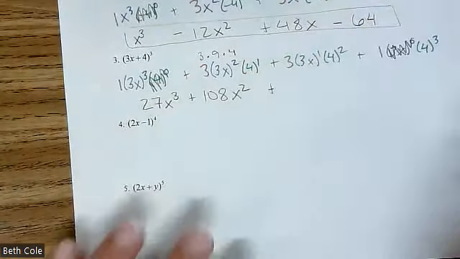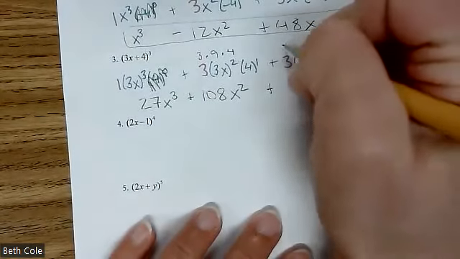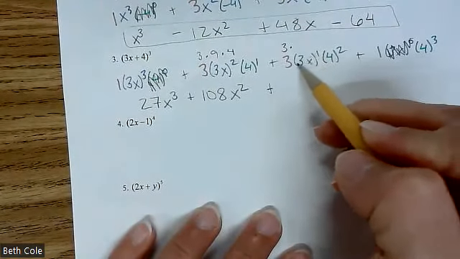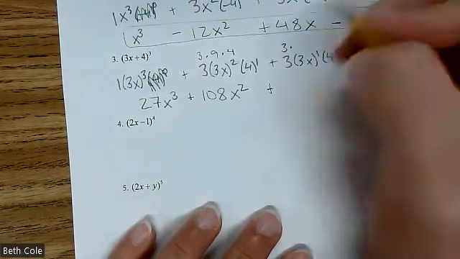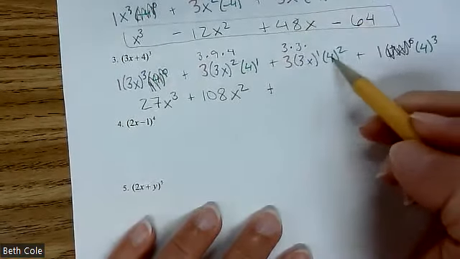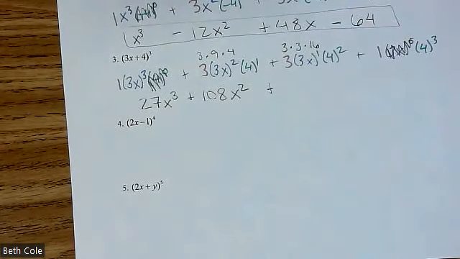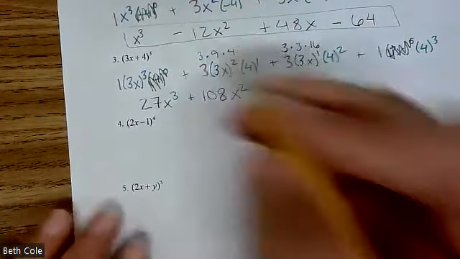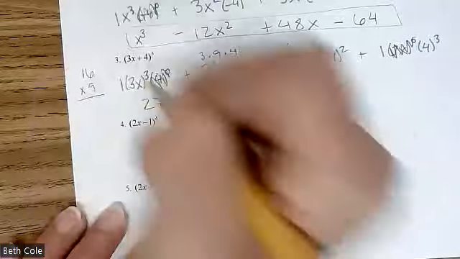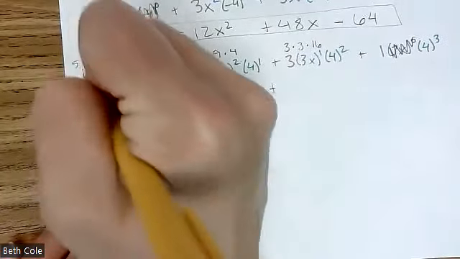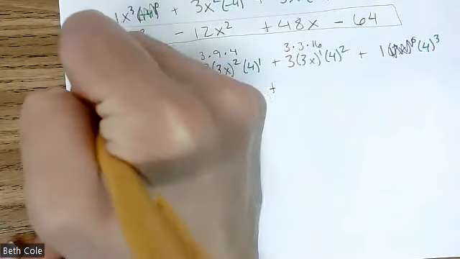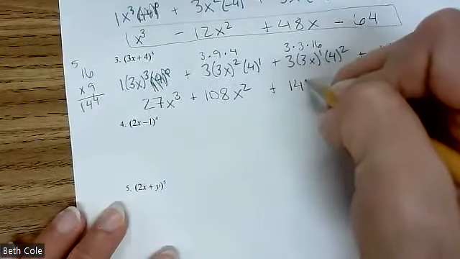If you're like, that was hard, look, I'm going to do it again. You have this 3. Then you have 3 to the first, which would just be 3. And then you have 4 squared, 16. 3 times 3 is 9 times 16. You know what? I don't know what that is off the top of my head. I'm going to multiply it out over here. Oh, what is that? 144?